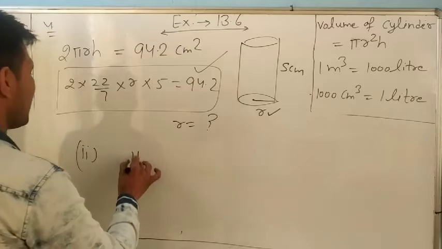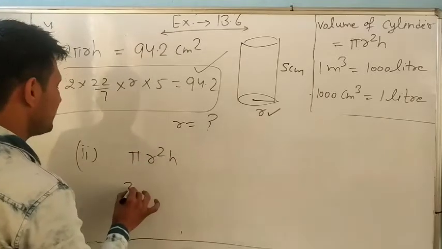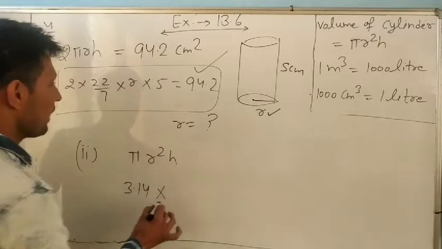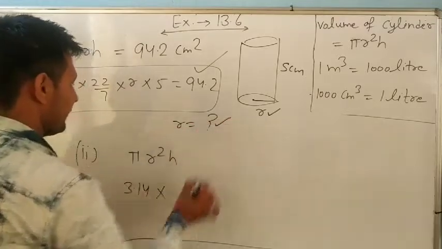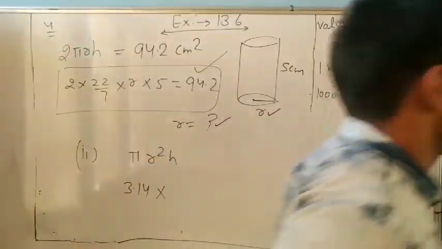What comes next is the second part, find its volume. So volume is pi R square H. Pi value in the question is given, we have to take 3.14. R value we will find from here, and H value is given. So find its volume also. Do this one yourself also.